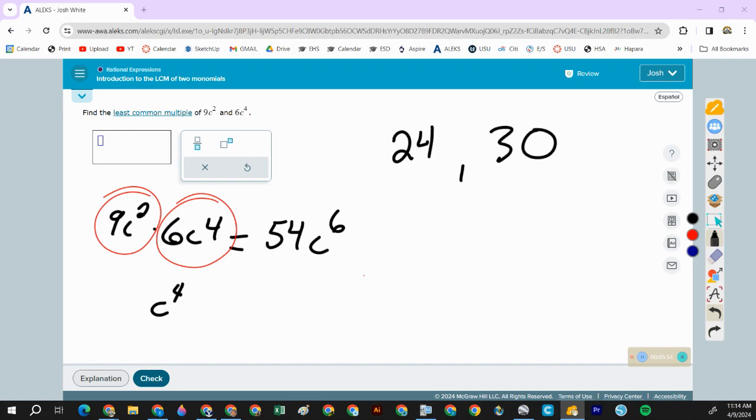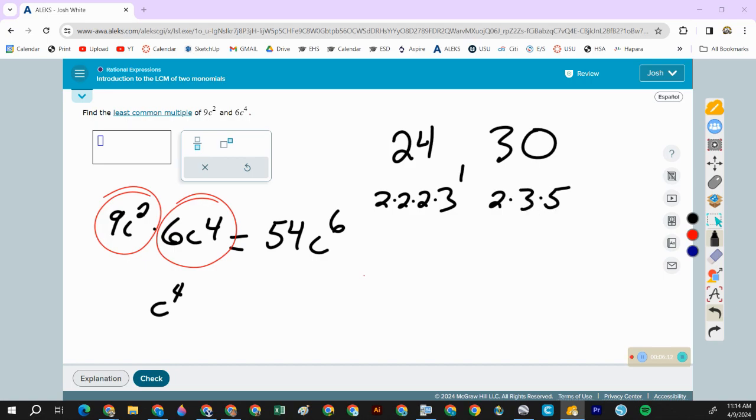I don't know my 24 times tables. So I could do 30 plus 30 plus 30 and divide each of those answers by 24 and find out which one works. The easier way is to break this down. 2 times 2 times 2 times 3. And this one is 2 times 3 times 5.